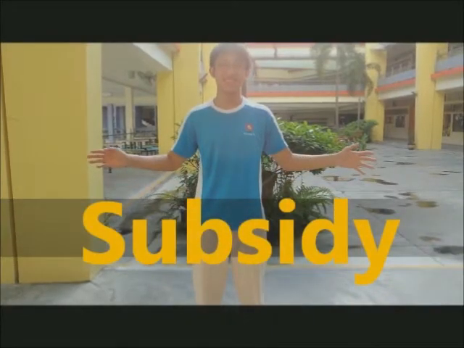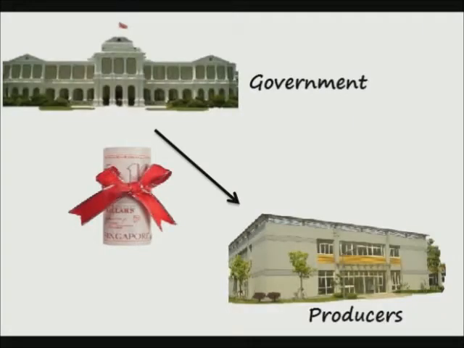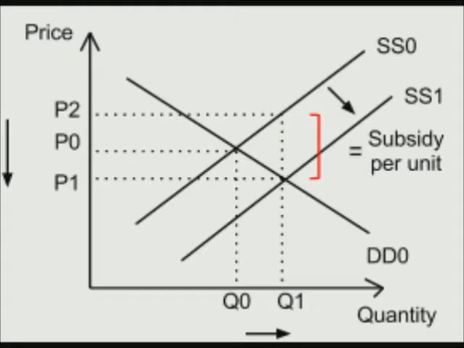Subsidy. It is a sum of money in which the government gives producers to lower their cost of production so that they can supply more goods at a lower price. Graphically, this causes the supply curve to shift rightwards to match the demand. The difference between P2 and P1 is the value of the subsidy given per unit of good.